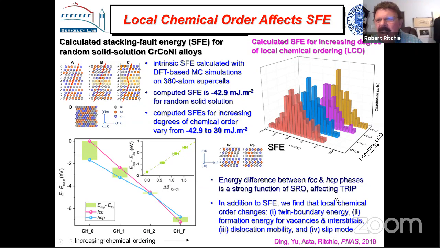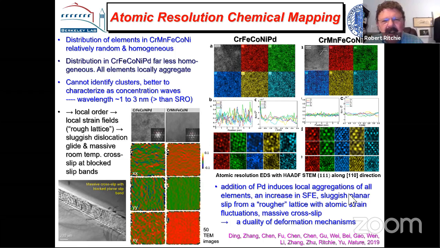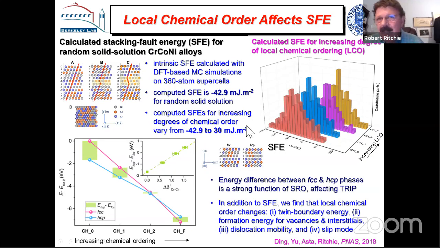So the question is, is that local order there? Because this is modeling, right? And as I said, DFT and certainly MD have ridiculously, and MD has strain rates of a nuclear bomb. So these are not close to reality. So we've asked ourselves two questions.